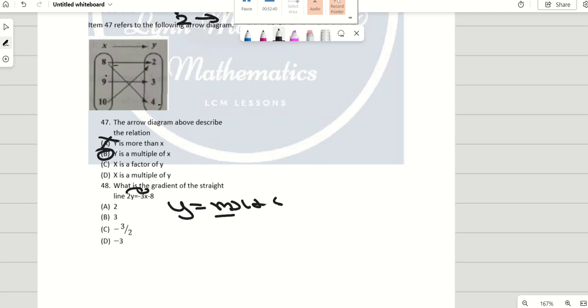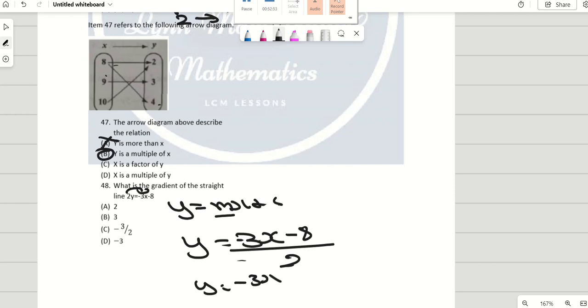Right. We carry across, multiply by 2, that's divide by 2. So y is equal to 3x minus 8, all divided by 2. So this would be y is equal to minus 3x over 2 minus 8 over 2. Right? The gradient is what is found in front of x, which is minus 3 over 2. So the answer would be C.